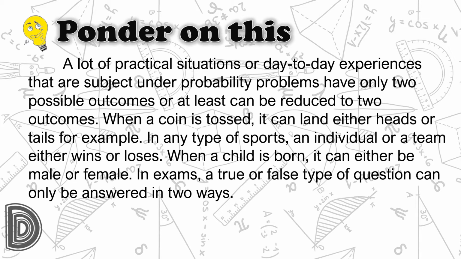A lot of practical situations or day-to-day experiences that are subject under probability problems have only two possible outcomes, or at least can be reduced to two outcomes. When a coin is tossed, it can land either heads or tails, for example. In any type of sports, an individual or a team either wins or loses. When a child is born, it can either be male or female. In exams, a true or false type of question can only be answered in two ways.